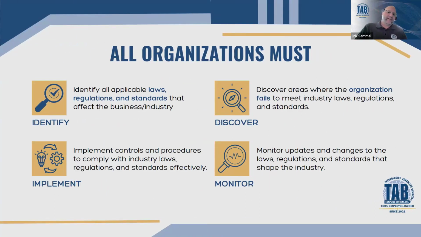So here's the key here. Here's what you must do. You need to identify what you have to comply with. It's kind of your job within your industry to know where you have to comply. And then, of course, implement those controls and procedures to comply with industry laws and regulations. You have to discover where you fail, because there are going to be gaps between where you think you are and where the laws say you have to be. And that's, again, the beauty of the compliance manager. It kind of tells you where you stand.